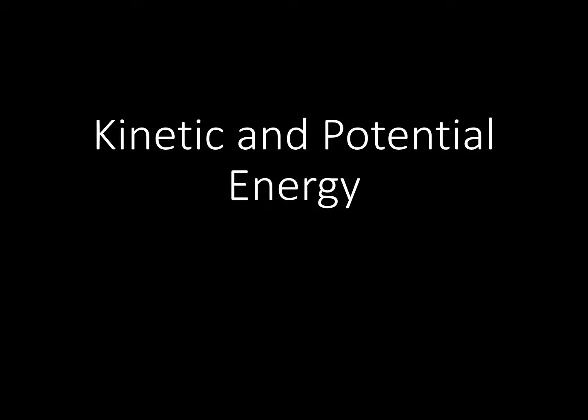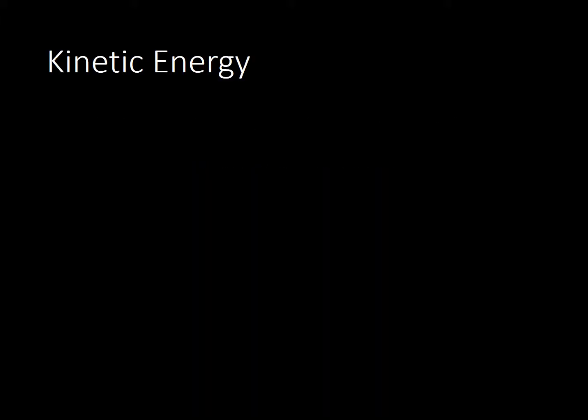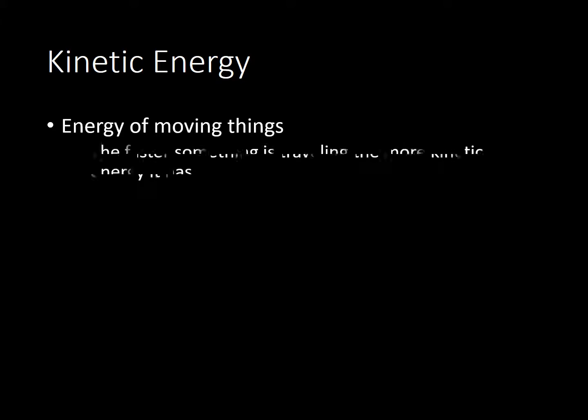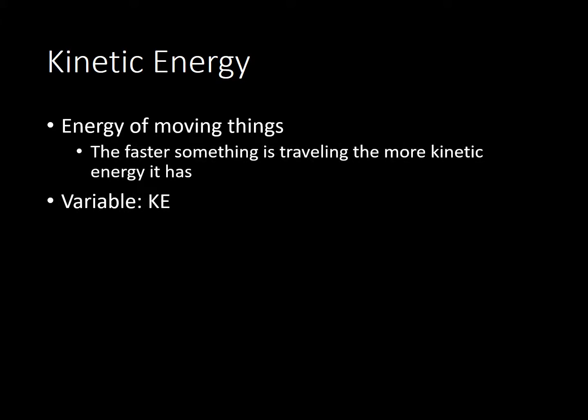This video is going to be about kinetic and potential energy. So if you recall, kinetic energy is the energy of moving things. So the faster that something is moving, the more kinetic energy that it has. The variable that we use to represent kinetic energy is a capital K, capital E, but you will also sometimes see it represented with a capital E with a subscripted K, just depending on what kind of reference table you're looking at, but our reference table uses capital K, capital E.